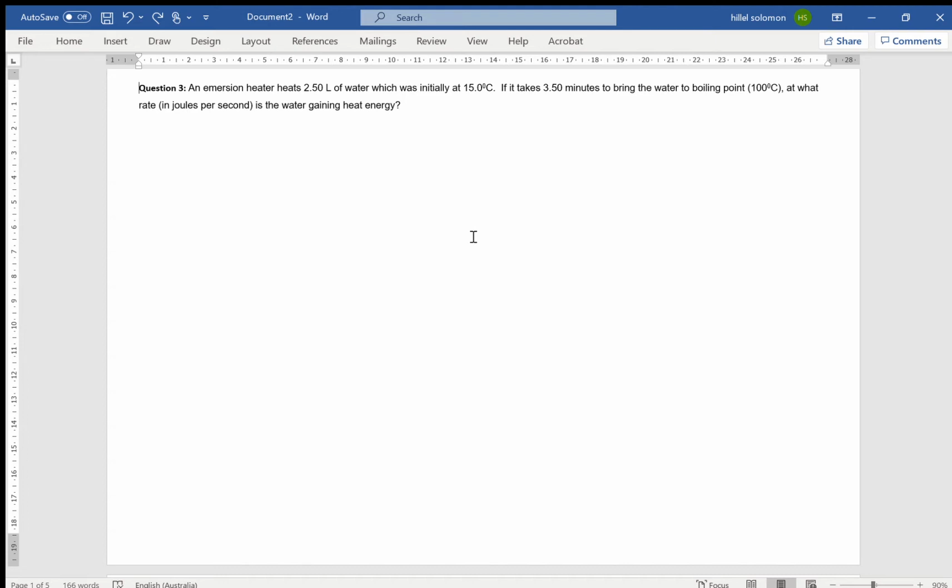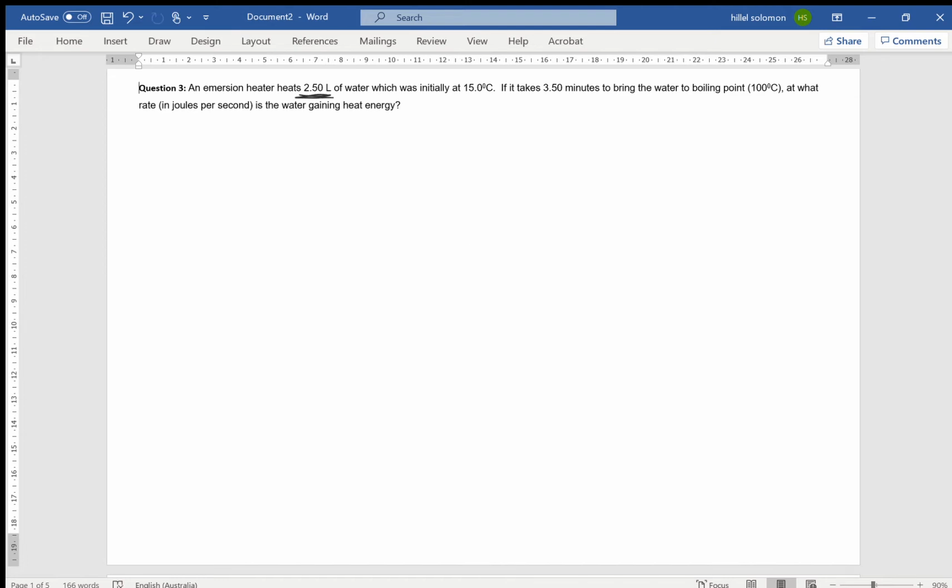So we've got an immersion heater. It heats 2.5 liters of water, which was initially at 15 degrees Celsius. It takes 3.5 minutes to bring the water to boil at 100 degrees Celsius. So we want to know at what rate, in joules per second, the water is gaining energy. So let's start with pulling out the important information.